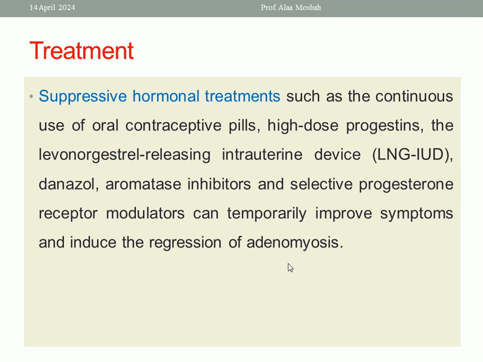Okay, supportive hormonal treatment such as continuous use of oral contraceptive pills, high dose progestins, levonorgestrel releasing intrauterine device, danazol, aromatase inhibitors, and selective progesterone receptor modulators can temporarily improve symptoms and induce the regression of adenomyosis.